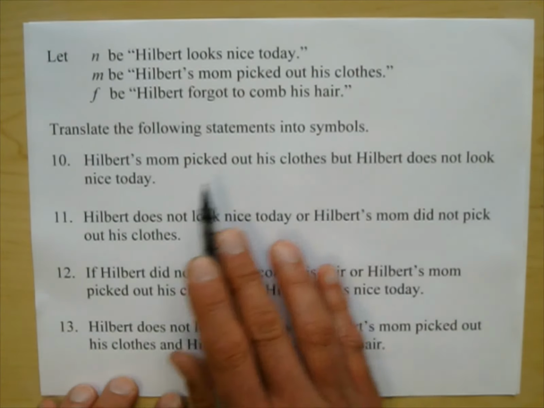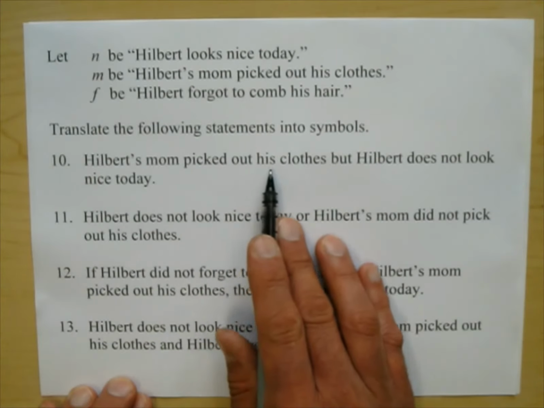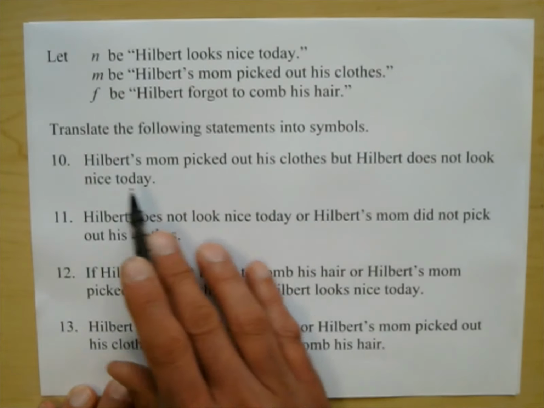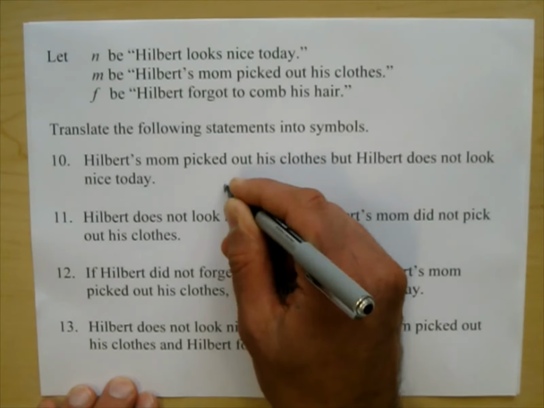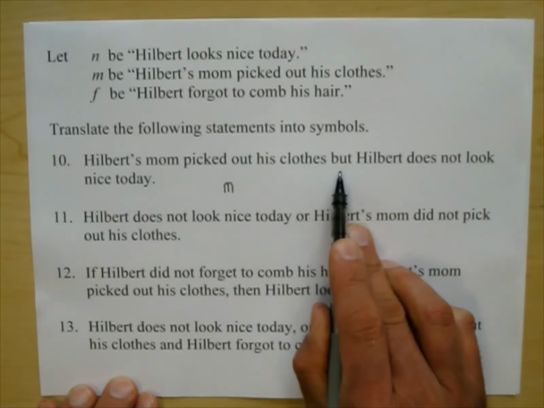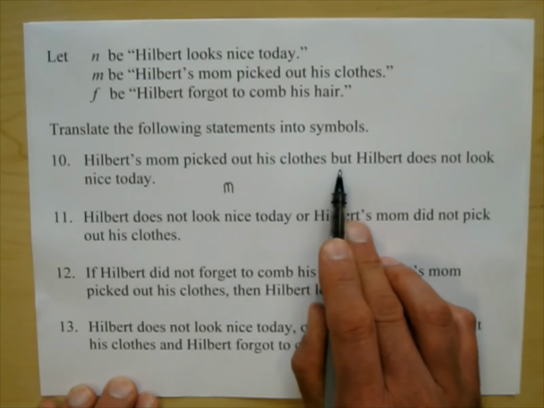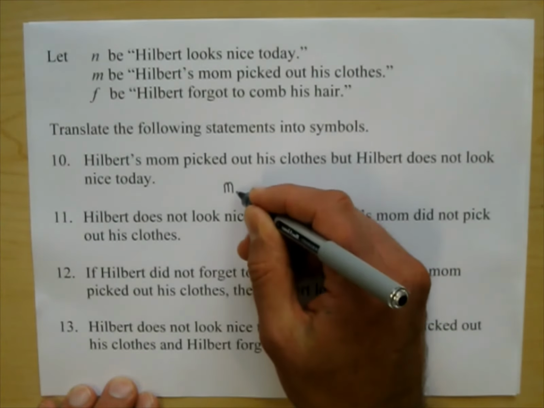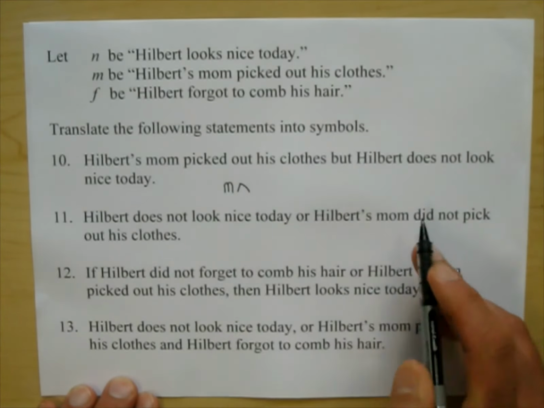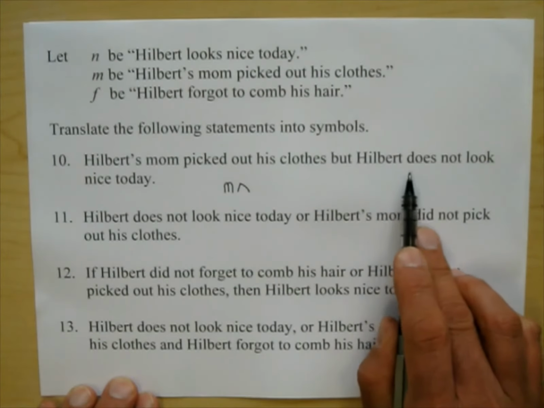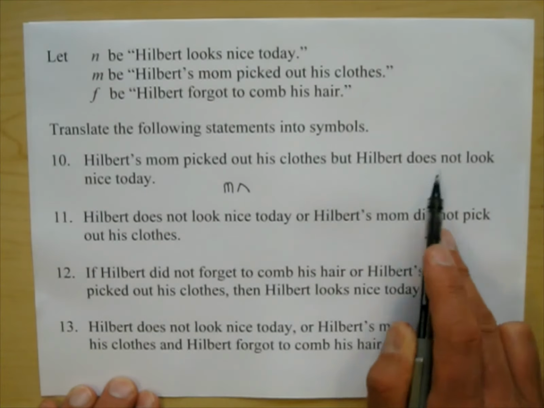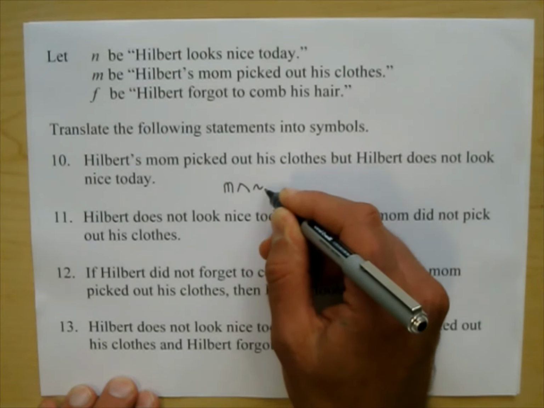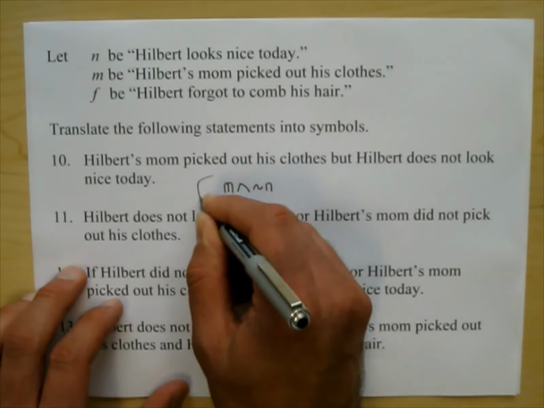So here it goes. Hilbert's mom picked out his clothes. Okay, so I'm going to start right there. Hilbert's mom picked out his clothes. That is statement M. But, so we talked about the but in this class, where the but is the contrasting and, so we're just going to put the symbol for and. And Hilbert does not look nice today. So, N was Hilbert looks nice today. Hilbert does not look nice today is going to be tilde N. And there's our answer.